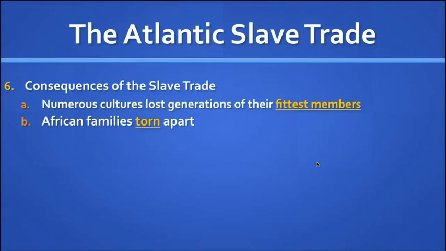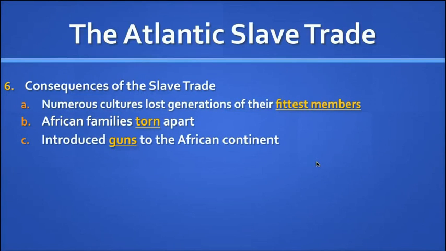We've already mentioned that African families were torn apart, and this happened regularly over and over and over again. Husbands and wives never seeing each other again, children never seeing their parents again. Really, really awful stuff. We saw with the trading for Africans that this is going to introduce guns to the African continent, something they really didn't have prior to this.